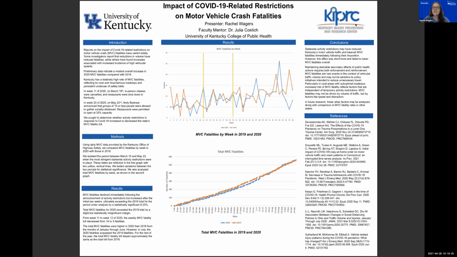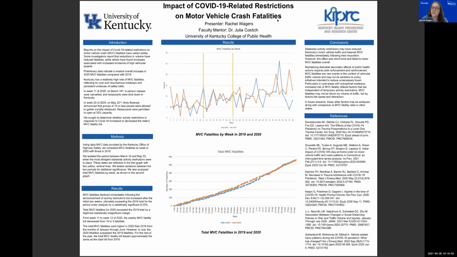And so these statewide activity restrictions may have reduced Kentucky's motor vehicle traffic and lowered these fatalities immediately following their imposition, probably due to the scare of a pandemic. But this effect was very short-lived, and it did fail to lower these fatalities overall, considering the pandemic is still ongoing.